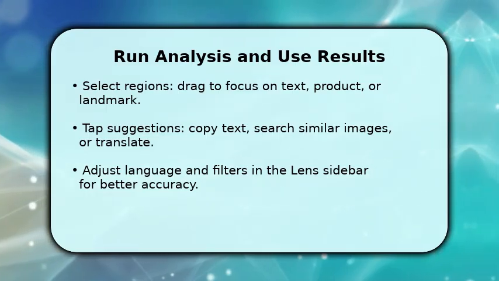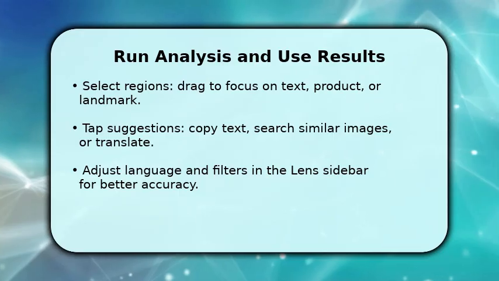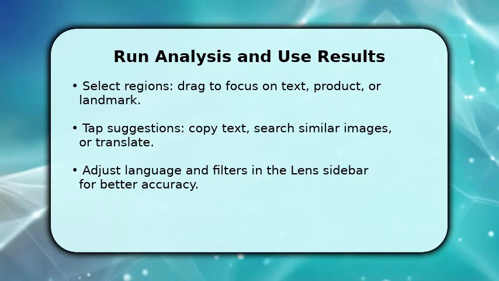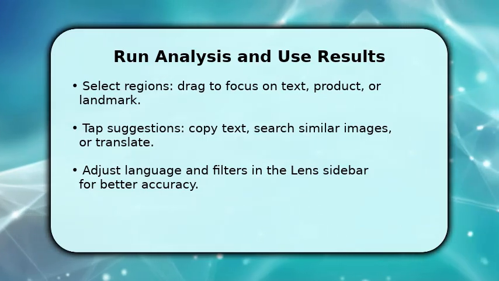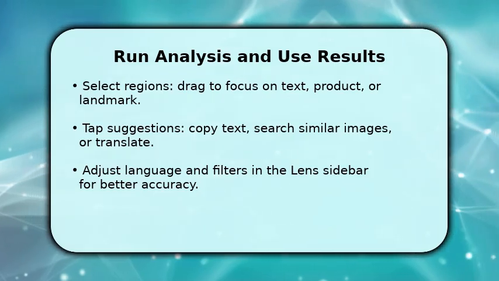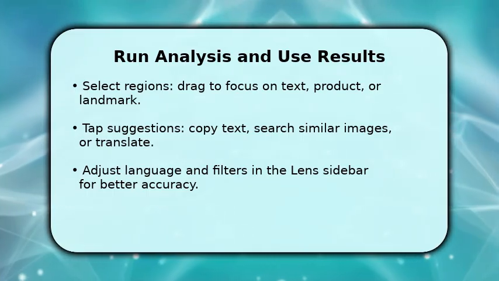Then choose from suggested actions. Copy text to clipboard, search for similar items, or translate phrases, depending on your goal. Make sure to switch languages or enable handwriting mode if needed, because accuracy changes with input type. Use the sidebar results to open links, save items to Google Drive, or iterate with a new crop.